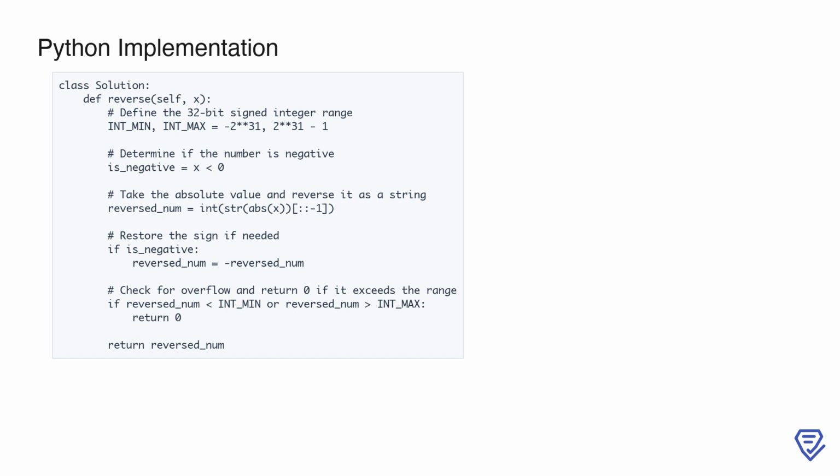Finally, the code checks whether the result is within the valid 32-bit signed integer range. If the reversed number exceeds these bounds, the function returns 0. Otherwise, the reversed number is returned as the output. This implementation handles all edge cases, including input numbers with trailing zeros, e.g., 120, large numbers that may overflow when reversed, and negative values. It operates efficiently with a time complexity of O(n), where n is the number of digits in the input number, as the main operations involve string manipulation and basic arithmetic.